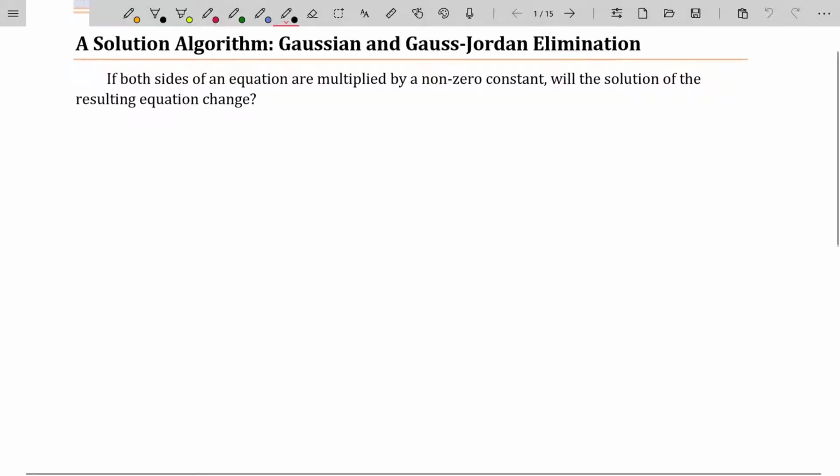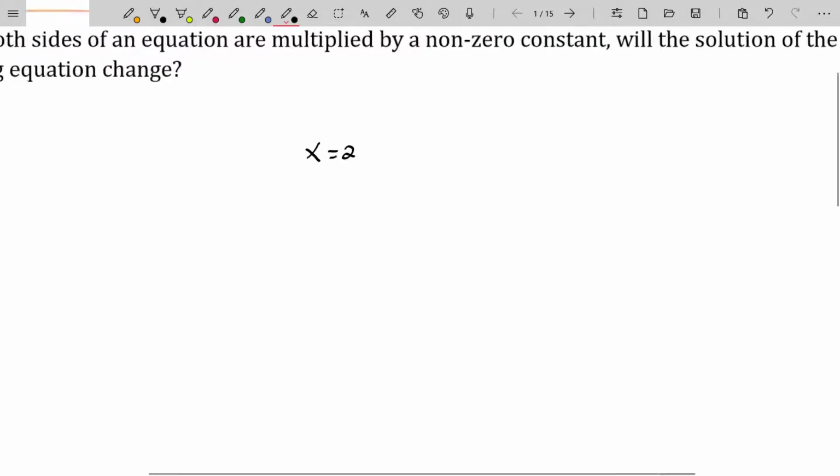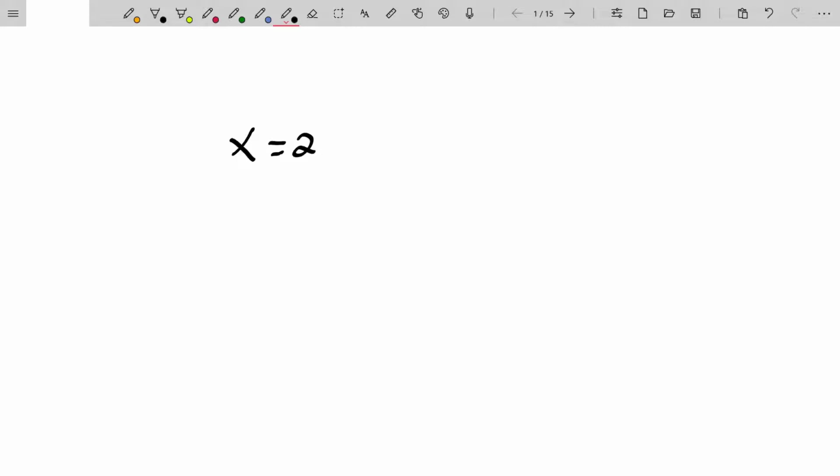So let's start with the basic question. If both sides of an equation are multiplied by a non-zero constant, will the solution of the resulting equation change? Well, you could see this with just a simple example. This is not a proof, but an example. If I told you I had x is equal to 2, you would say the solution must be x equals 2. If I were to multiply both sides of that equation by, let's say, 3, will this resulting equation have the same solution? And the answer is yes. You would divide both sides by 3 and you'd get right back to the solution.